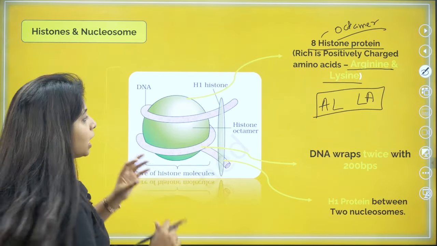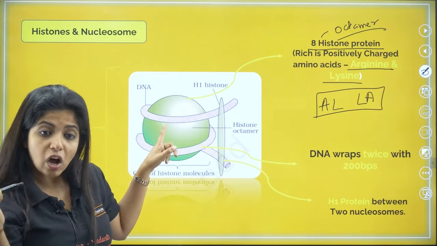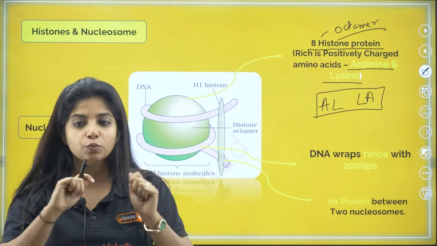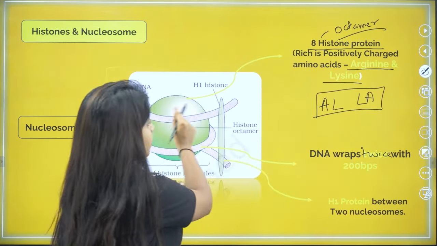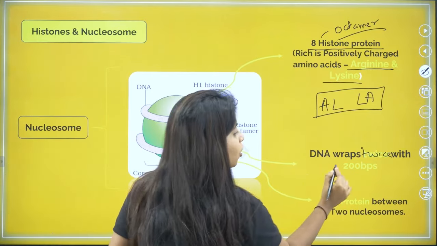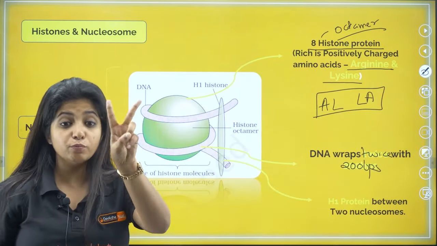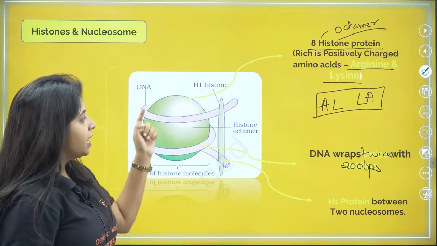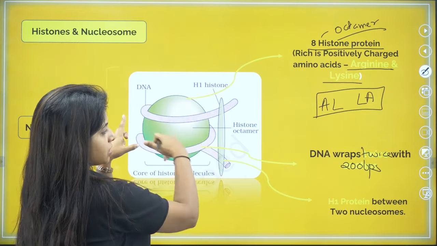Now 8 of them came together to form a globe-like structure like this, the green one that you see. And around it, what happened? The DNA is going around twice. It moves around twice. So roughly how many base pairs of DNA are moving around? It's almost 200 base pairs of DNA. Always remember, it moves around twice and 200. Easy, no? Okay.